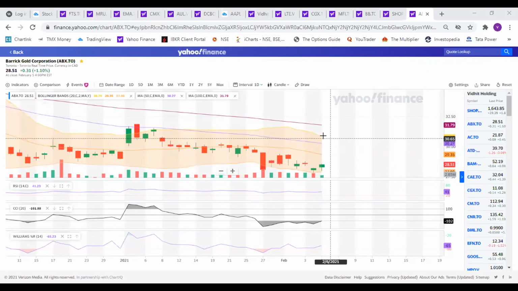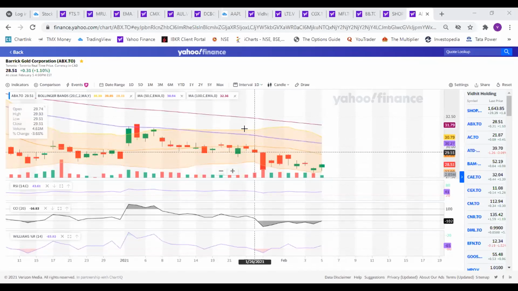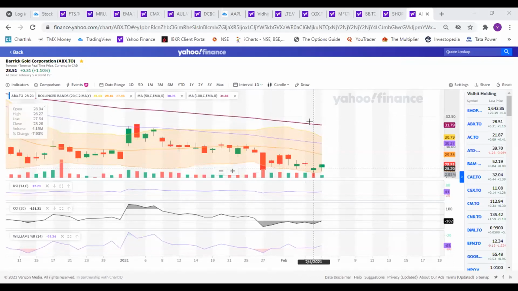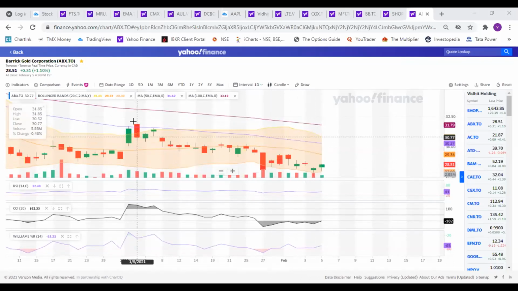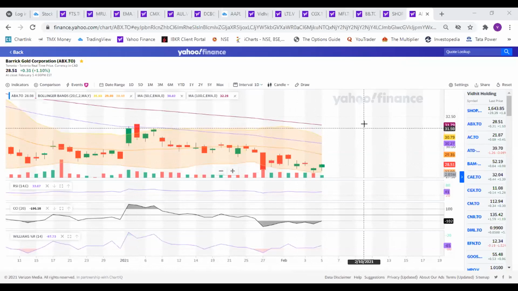I am expecting it to go up to this level. 30.70 is what I'm looking at, the first level to look at. Or higher would be over here, 32, 31.85, 32.